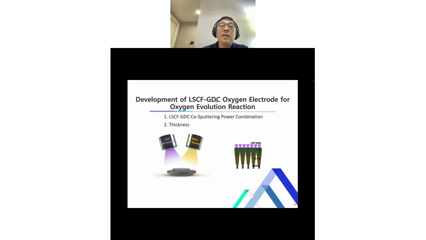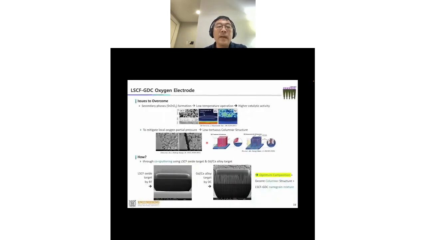So basically it's made of 1, 2, 3, 4, 5, 6 different metal oxides. So it's a complicated process. For this we use a different strategy, and I will explain it shortly.